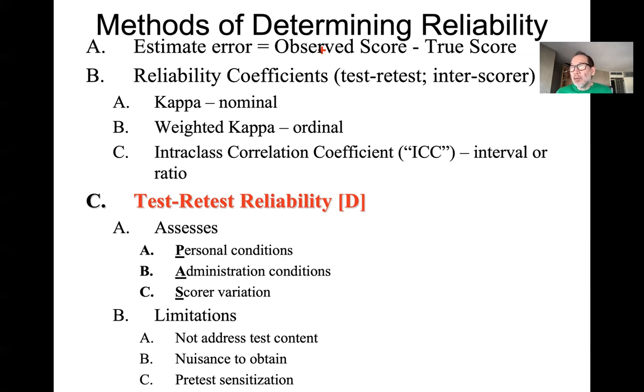You might be asking yourself, where's that error coming from? Well, it may very well be coming from the personal conditions of the subjects, stuff that's happened to them. It may be due to how the tests were administered, but it may also be due to scorer variation. But if you had a very structured test, and you administered it in the same way, it's probably due more to the first of the three factors. So that's the way you do it. That's the way you could think about the score and what's going into that error.